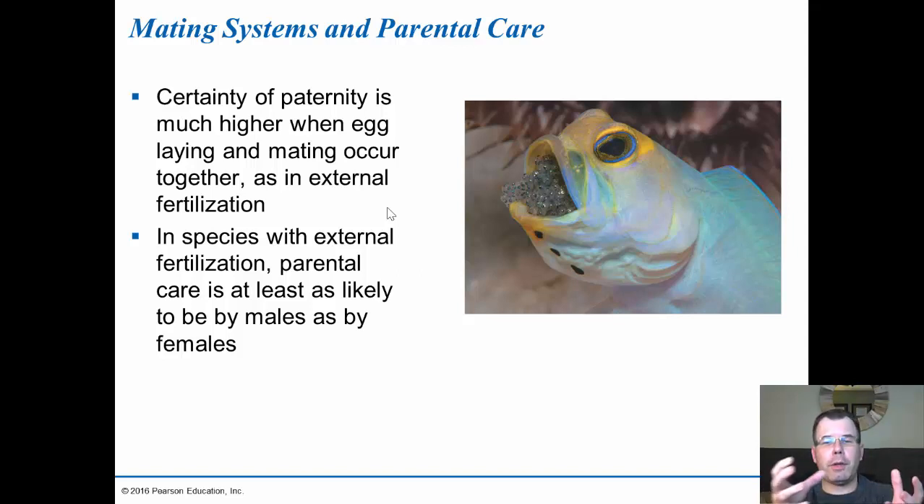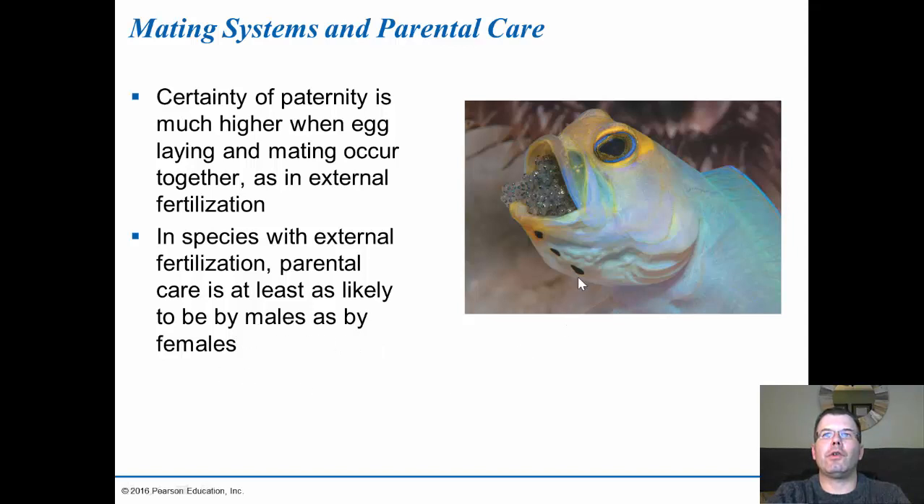With external, typically what happens is the eggs are released as the sperm is released, and then fertilization happens right at that same time. Now, in certain situations, egg and sperm are released into the water, and so there may not be a guarantee in those situations, but in most likely cases, when the sperm and egg are released at the same time, paternity and maternity are guaranteed in those animals.